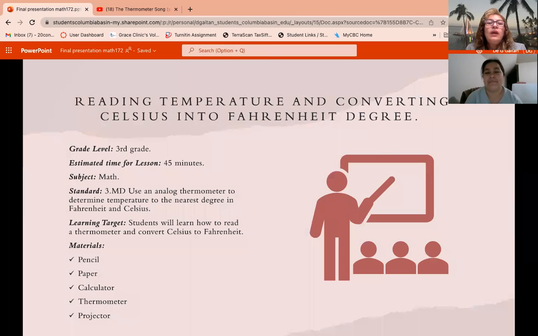Reading temperature and converting Celsius into Fahrenheit degrees. This is focused on third grade. The lesson will be 45 minutes in length. Our target is that students will learn how to read a thermometer and convert Celsius to Fahrenheit. The materials we will need are pencil, paper, calculator, thermometer, and of course, a projector.